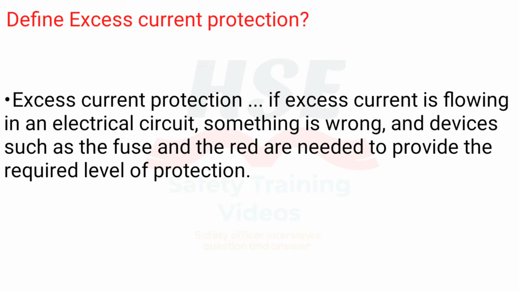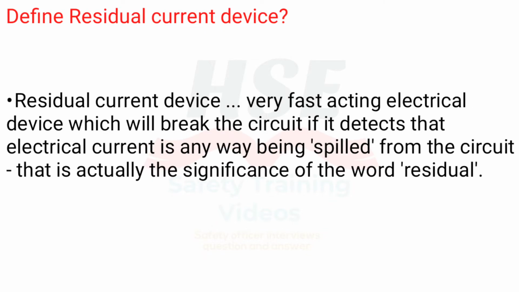Define excess current protection. Excess current protection: if excess current is flowing in an electrical circuit, something is wrong, and devices such as the fuse and the RCD are needed to provide the required level of protection. Define residual current device. Residual current device: a very fast-acting electrical device which will break the circuit if it detects that electrical current is anyway being spilled from the circuit. That is actually the significance of the word residual.